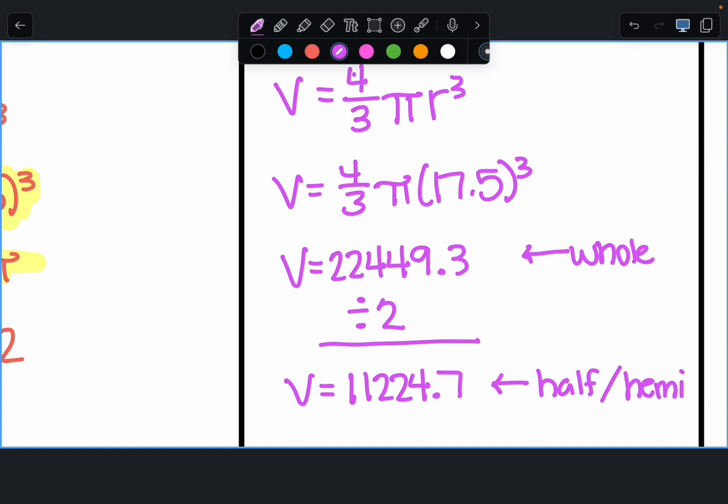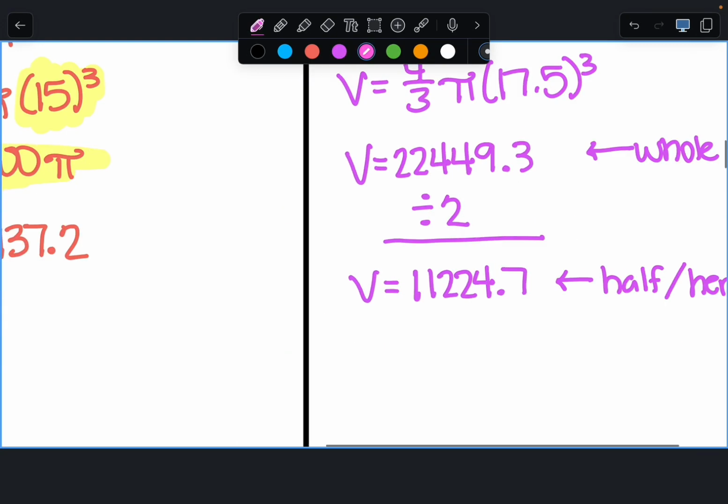Do y'all need to see more examples like 1 through 3? Yeah, you're literally just plugging in the radius, okay? Let's move on to the word problems, 6 and 7. Okay, here we go. Number 6.